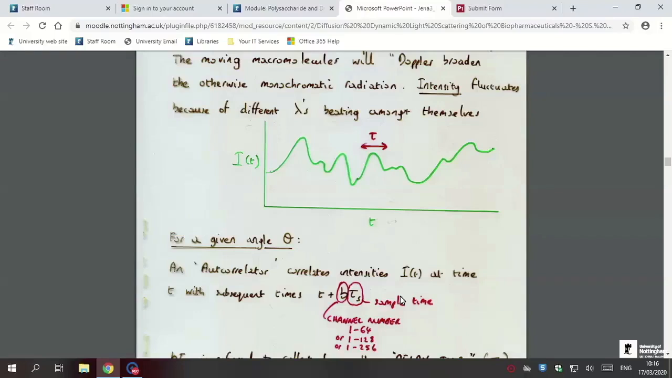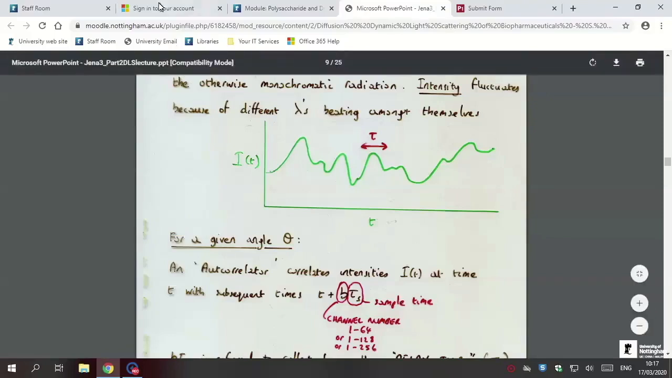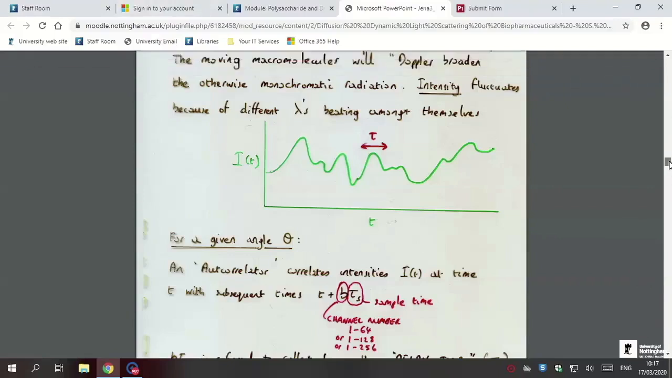Now that's all done automatically by the computer software on the dynamic light scattering instrument. Okay, so you have to do nothing. Just press a button. So it's scientifically frustrating not interacting with the instrument, but then it's very easy to use.